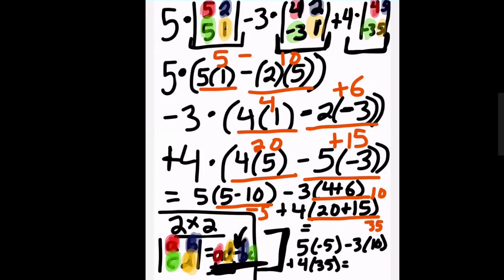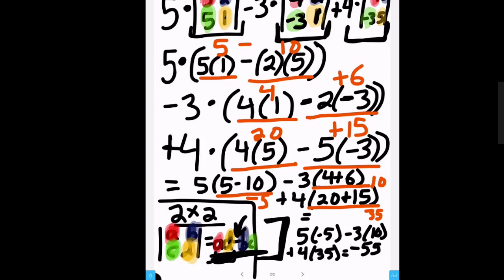And in the end, because I'm running out of space and I know you know how to multiply, you have -25 minus 30 is -55. And then 35 times 4 is 140. So -55 plus 140 equals 85. And this is your answer. It took a while, but this is your answer. The determinant of this in particular 3x3 matrix is 85.